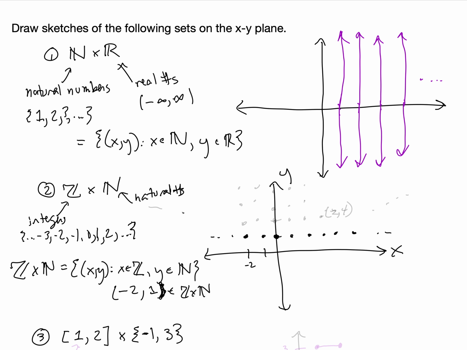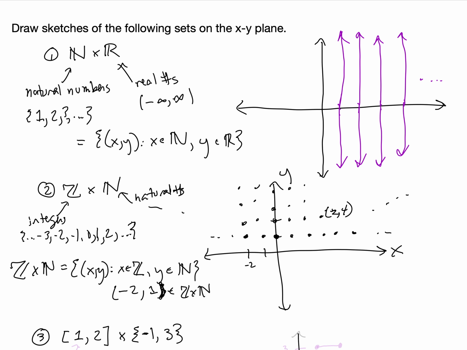So we no longer have lines, horizontal or vertical, but we have dots. So for example, the point 2, 4 would also meet the criteria that 2 is in the integers and 4 is in the natural numbers. So basically we just have this infinite array of points at values where the x value is any integer and the y value is a natural number. And that would be what our sketch would look like.